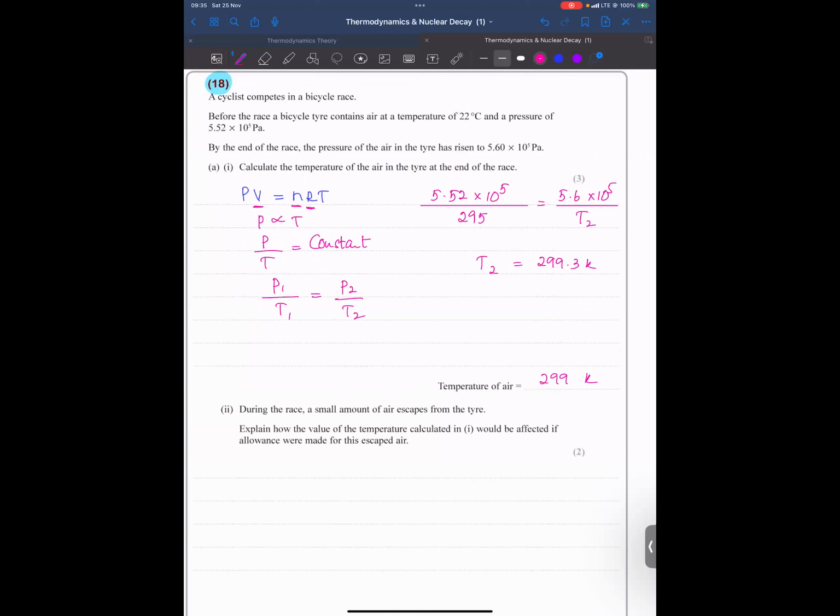The universal gas constant is 8.314. If you don't like this equation, you can still take this one: PV equals NkT. Same thing. V is a constant. The number of molecules N is a constant. k is a constant. So P over T is a constant. P is proportional to T.